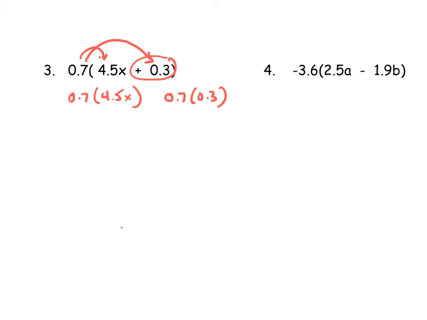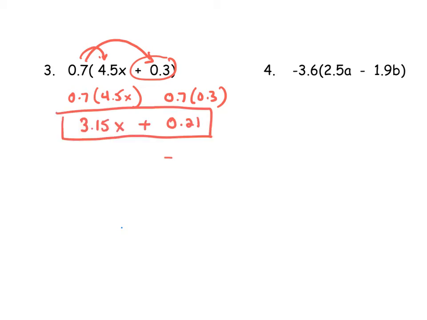And the good news, this is positive, so I don't have to really worry about my signs. Everything will be positive. So what is the final answer? All right, 3 and 15 hundredths x plus 0 and 21 hundredths, or if you'd rather pronounce it, 3.15x plus 0.21. Now, let's just check this out real briefly. You're going to notice that this number here is bigger than our answer. And that's because when we multiply by a decimal that's less than 1, the answer is also going to be less than the number that we're multiplying it by. So now let's move on to number 4.